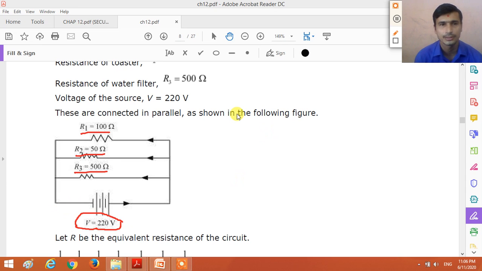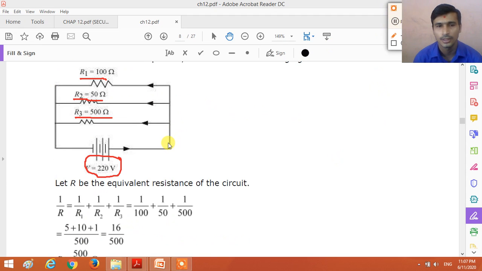So first resistance R1 is equal to 100 ohm. Second resistance R2 of the toaster is 50 ohm, and third resistance R3 of the water heater is 500 ohm, connected in parallel with the source of a battery of 220 volt. Now calculate the equivalent resistance of the circuit. First calculate the equivalent resistance of the circuit.